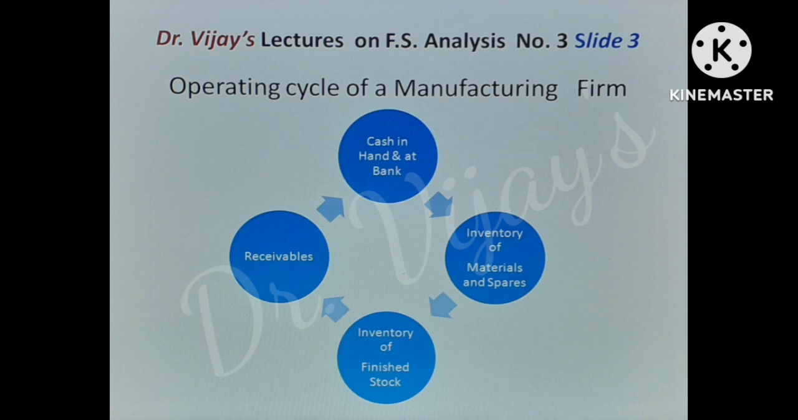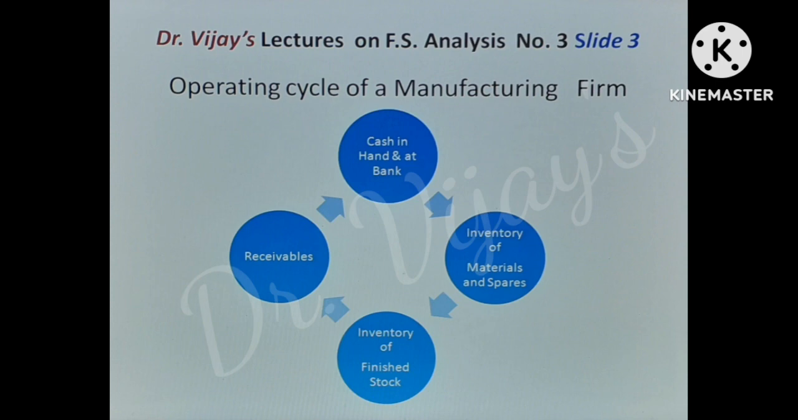In slide 3, there is a model of operating cycle of a manufacturing firm. The cash in hand and cash at bank is used for purchase of inventory of raw materials and spares. And the inventory of raw materials and spares turns into inventory of finished stock on manufacturing or production. The inventory of finished stock turns into receivables on sale of goods on credit, and receivables, that is debtors, bills receivable and notes receivable, turn back to cash on realization.